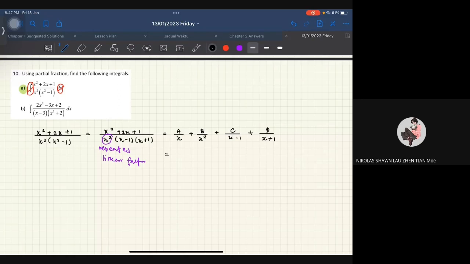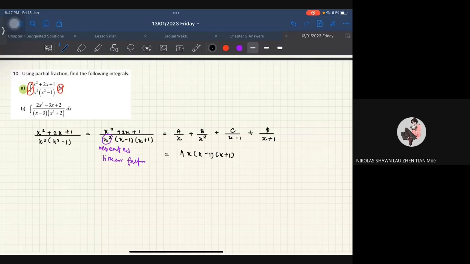Meaning that I will have A. Okay, so apa yang dia tak ada tadi? So dia tak ada x lagi satu. Okay, and then apa lagi dia tak ada? So dia tak ada x minus 1. And dia tak ada juga x plus 1. Like that. Okay, that is for A.